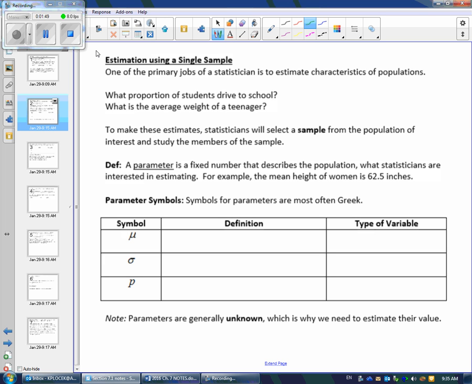Hopefully this sample is a simple random sample or a random sample of some sort, and that there's no bias created when sampling. A parameter, so back it up a second, a sample has statistics. Whatever you pull from that sample is labeled a statistic. A parameter is a fixed number that describes the population. So parameter starts with P, and it comes from the population, which also starts with P.